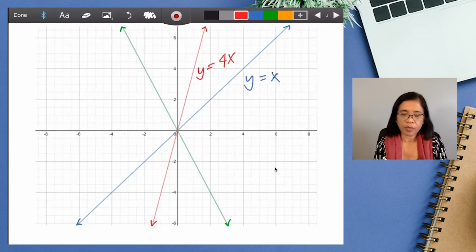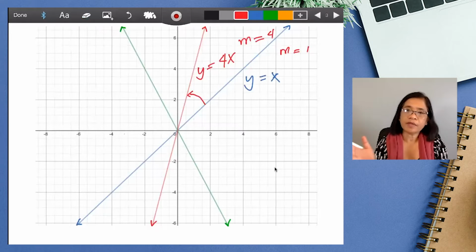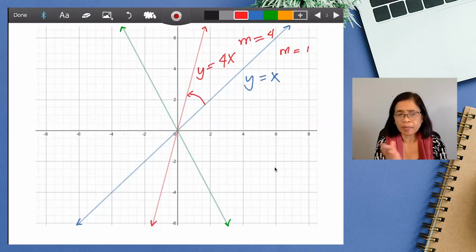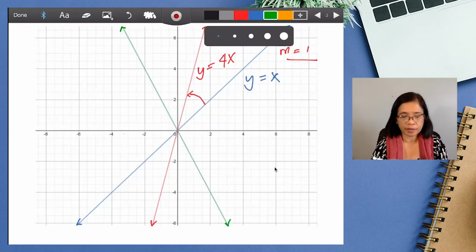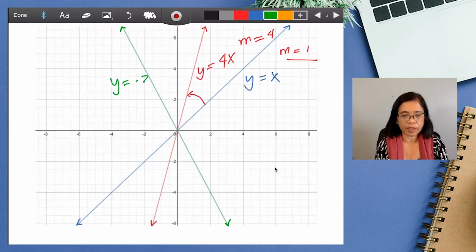Notice the effect. When we changed the value of m from 1 to 4, this line moves closer to the y-axis. So as we increase the value of m, the line becomes steeper. Both these two lines have positive slopes and they're both rising. They're both inclined to the right. And the green line, y equals negative 2x, has a negative slope and this line is falling. As x increases, y decreases.